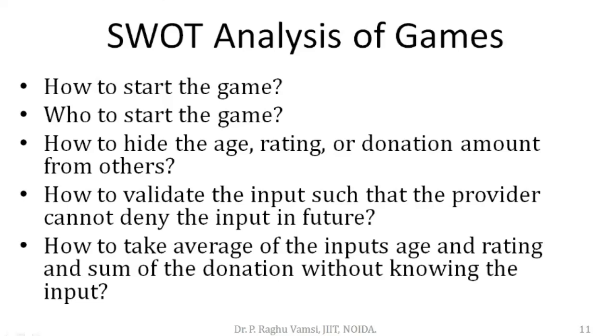So like this, we can also have a powerful tool, a powerful cryptography concept available in our security mechanisms, which is called zero knowledge proof. That means without knowing what it is, we will be in a position to prove it. This may also be adopted here to answer this particular question: how to take the average of inputs, age and rating, and the sum of the donations without knowing the input. So zero knowledge proof can be implemented over here.